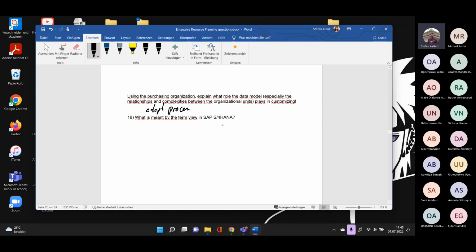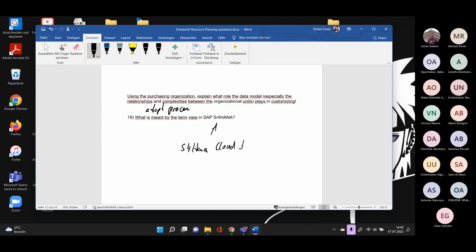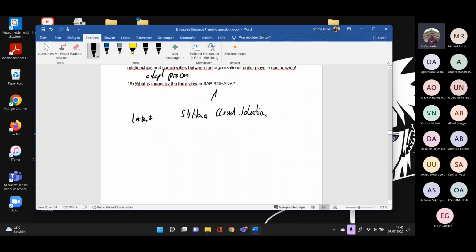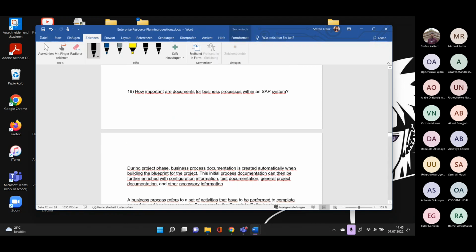S/4HANA is the latest version, and it is basically a cloud solution from SAP. So if you buy an SAP ERP system, you will get S/4HANA. You can get it on-premise and in the cloud, but usually the intention of SAP is to bring it to the cloud. It's cloud-based, but some clients say, I want to have an on-premise solution.